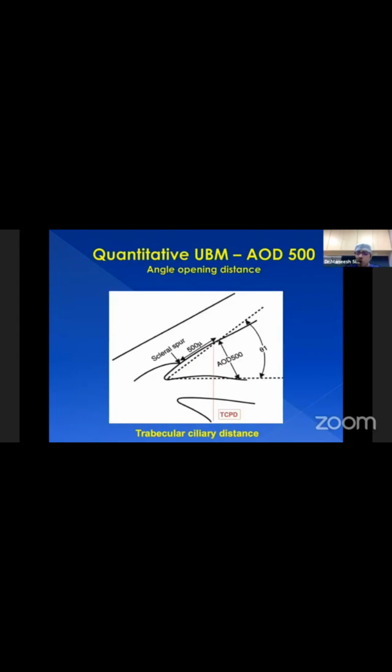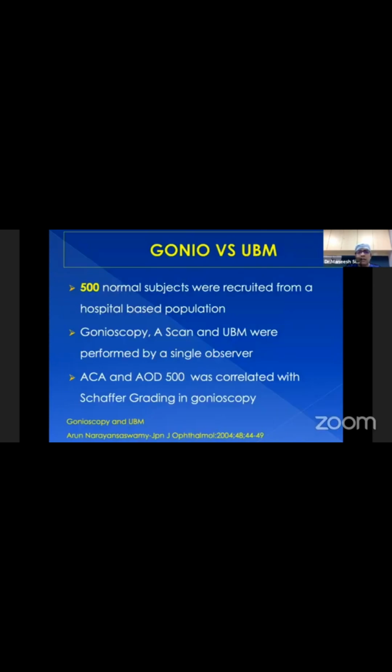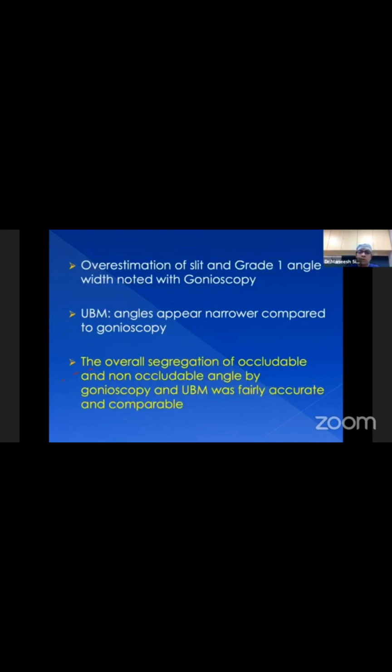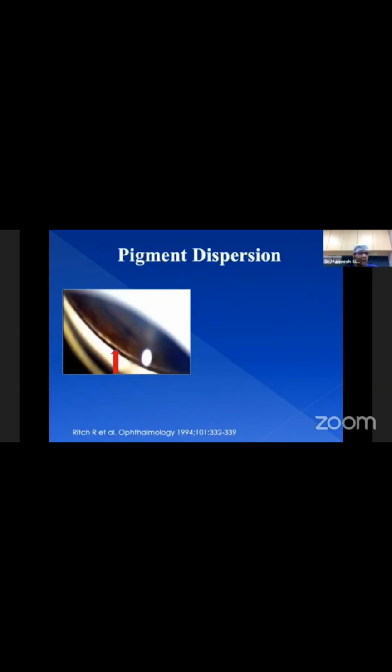It can also be used for quantification, but that is mainly used for research purposes, not much useful for day-to-day clinical practice. There have been multiple studies comparing gonioscopy with UBM or gonioscopy with anterior segment OCT. Most of them have found good correlation, but both in UBM and anterior segment OCT, it has been seen that angles appear to be narrower compared to what we see in gonioscopy. But if we have a discrepancy, gonioscopy will always be the gold standard when it comes to deciding whether the patient needs an iridotomy or not, or whether it's an open angle or a closed angle.